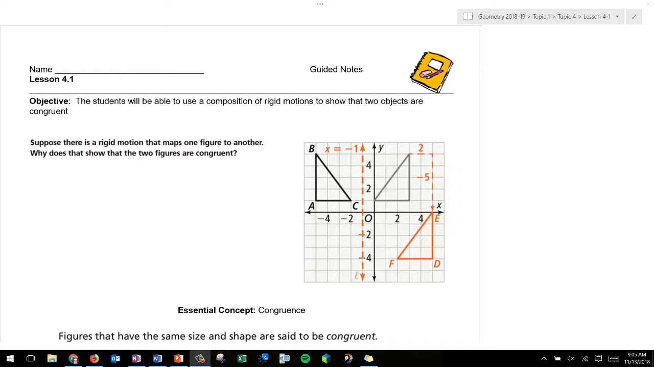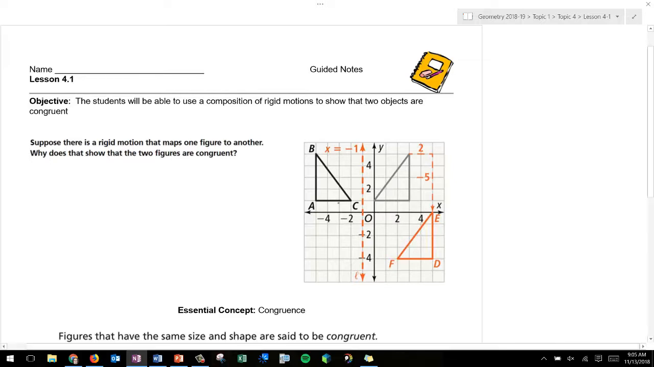Before we get to that point, we have to discuss one concept we've been kind of dancing around a little bit all year. We've discussed the idea of congruence. We used that term before, that two figures can be congruent, or two lines, or two segments, that kind of thing. And we're going to now look at what that means today. So in this picture, we just dealt with transformations, so this should be fresh. They said, suppose there's a rigid motion that takes our black figure and maps it onto our red figure. They want to know, why does that show the two figures are congruent?